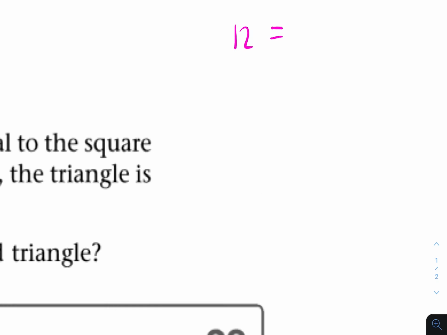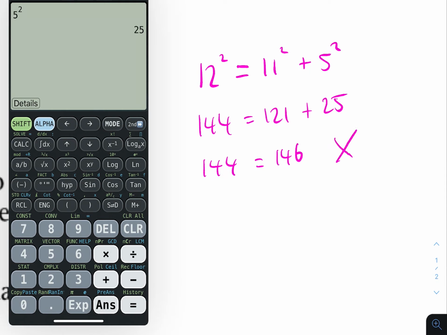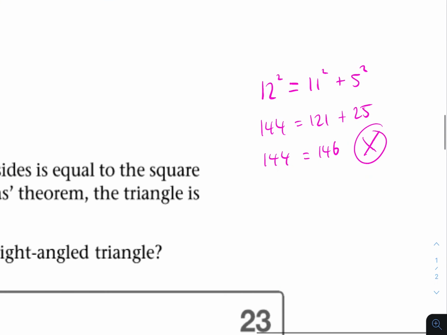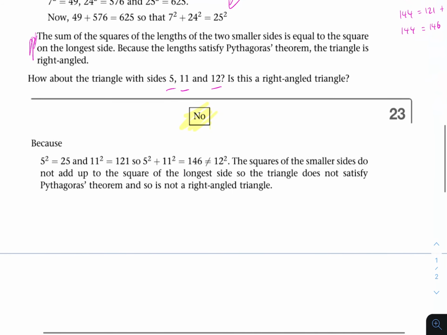12 squared equals 11 squared plus 5 squared. I mean, you shouldn't need a calculator for this one. 144 equals, just do it on here for you, 121 plus 5 squared, 25. So 144 is equal to 146. So they are not equal, right? Therefore, this triangle cannot be a right angle as it doesn't meet Pythagoras' theorem. And as you can see there, the answer is no. And then they explain that.